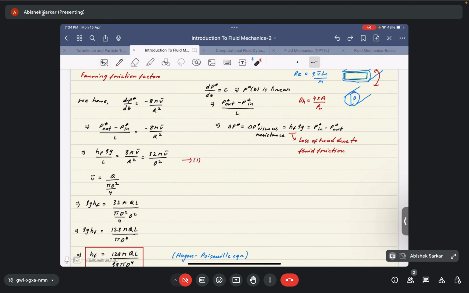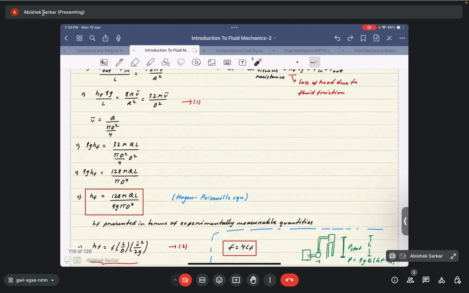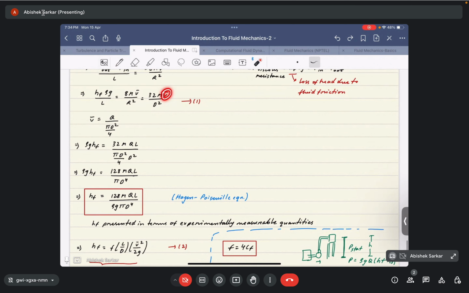So again rho g hf would be equal to 32 mu QL by (pi D square by 4) into D square. Just substitute v bar by this to get rho g hf is equal to 32 mu QL by (pi D square by 4) into D square. Then finally we can write rho g hf is equal to 128 mu QL by pi D to the power 4.